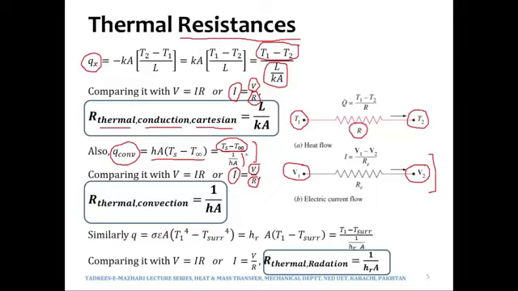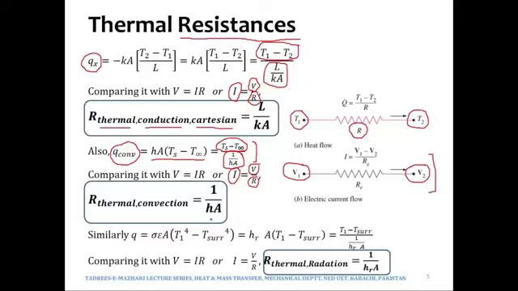And whatever we have in the denominator is the electrical resistance in I is equal to V over R. So whatever we have in the denominator, which is 1 over hA, would be the resistance, but this would be the thermal resistance. This would be the thermal resistance, and it would be the convective resistance, 1 over hA.